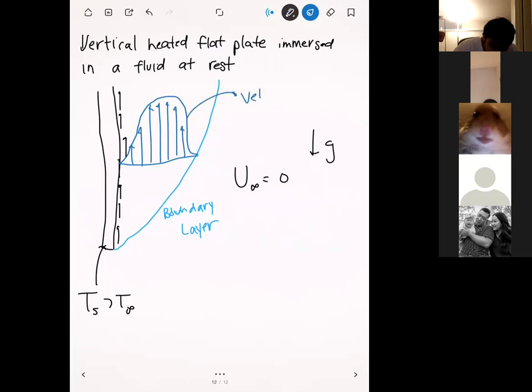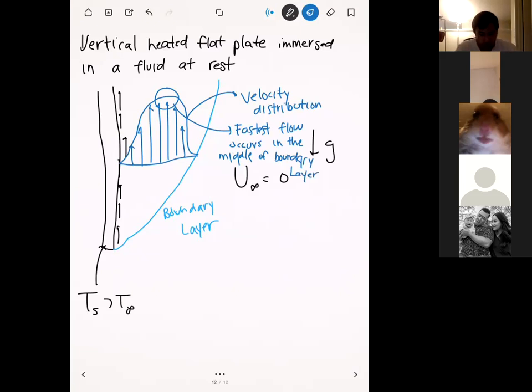So this is the velocity distribution. What you can see here is that the peak of the velocity, or basically the fastest flow, occurs somewhere in the middle of the boundary layer. And so this is different.